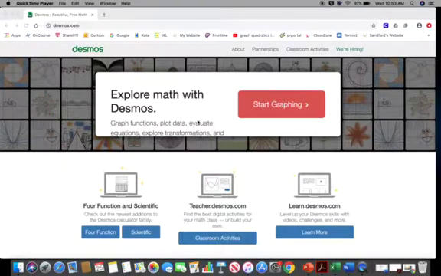We just want to start you off by showing you how you can use the DESMOS graphing calculator and the scientific calculator for calculations. First, I'm going to start you off with the graphing. So you're going to go to desmos.com. You're going to get to this screen and you're going to hit Start Graphing.